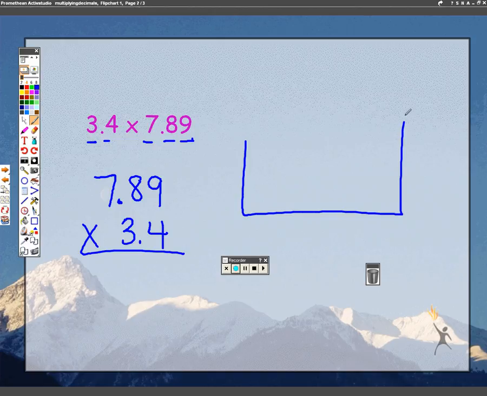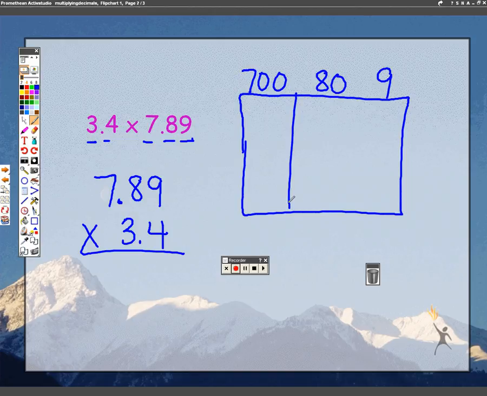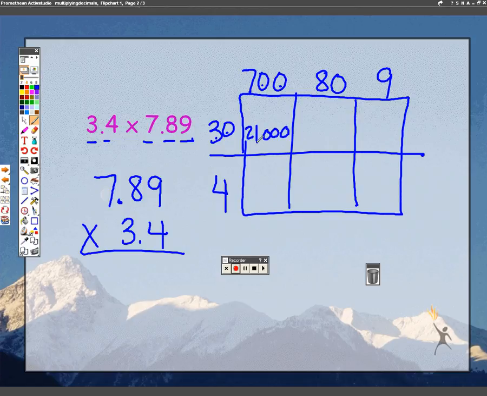We talked about distributive property last week. So, again, I'm ignoring the decimal. If the decimal's not there, this would be 789. That's 700, 80 and 9. And then this, if I ignore the decimal, is 34. So 30 and 4. Now, if you remember your tricks with multiplying by multiples of 10, I have 3 zeros. 3 times 7 is 21. 3 times 8 is 24. And I have 2 zeros. 9 times 3 is 27 and 1 zero.